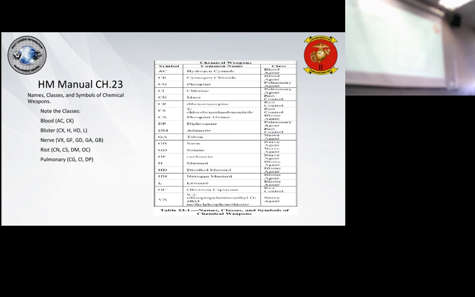Alright, so the names, classes, and symbols of the chemical weapons. So there are the classes: blood, blister, nerve, riot, and pulmonary. And there's the symbol for them. Here's a chart, and just be sure to look over it.